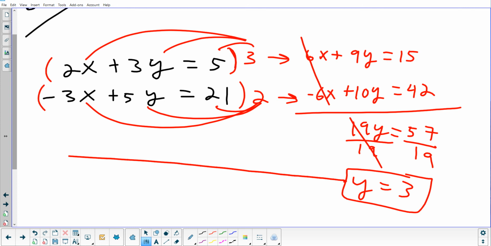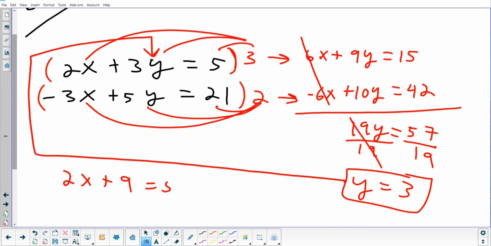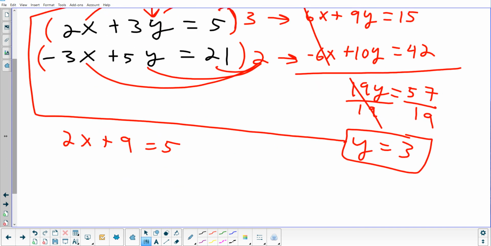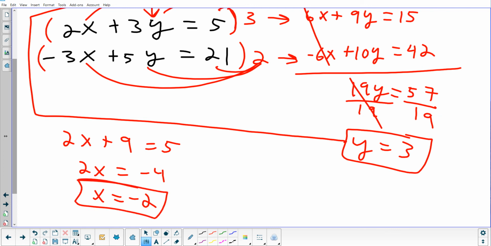So take this, fill it back in for y. So 2x plus 9 equals 5. 2x is going to equal how much? -4. So x is -2.